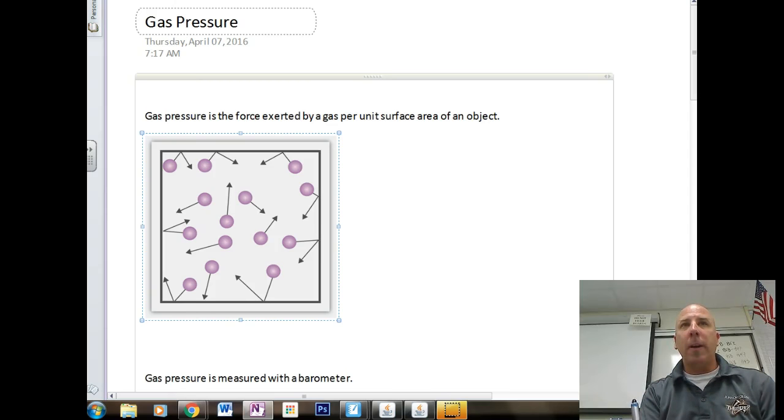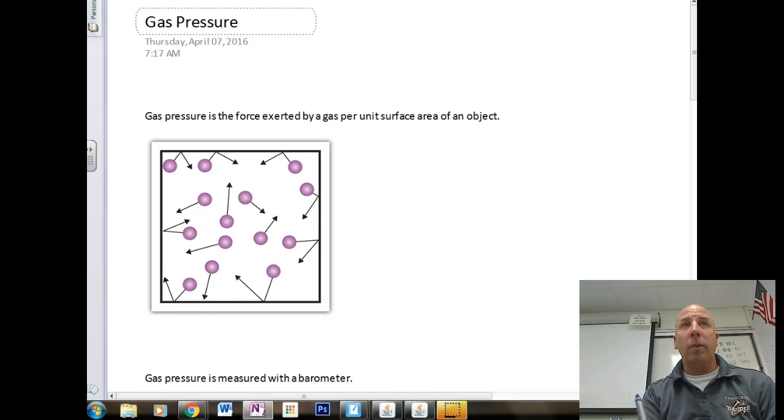So let's define what we're talking about first, and this is going to connect with what we've talked about yesterday and today a little bit, and the day before when we talked about kinetic theory and how all substances are made of molecules. Molecules are always moving, especially gases, and that's what we're going to focus on today. So gas pressure is where we start off.